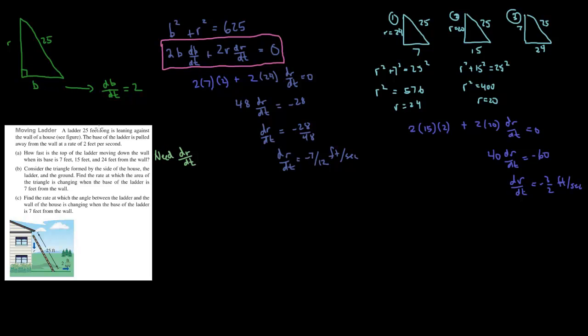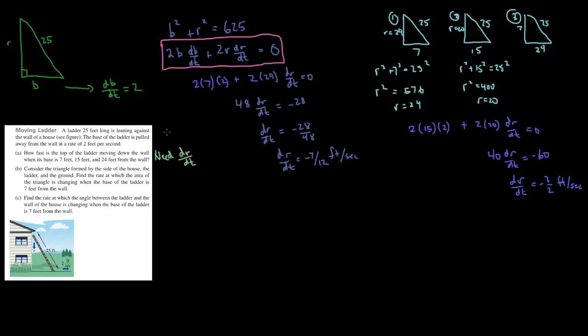Part B says, consider the triangle formed by the side of the house, the ladder, and the ground. So we're considering this triangle right here. And we want to consider the area of that triangle. How fast is the area changing when the base is 7 feet away from the wall, when the ladder's 7 feet away from the wall? Now, we don't want to go ahead and plug in a 7 right away. We want to write the equation for area in terms of this situation right here, this diagram, differentiate, then plug in what we know and solve for what we don't know.